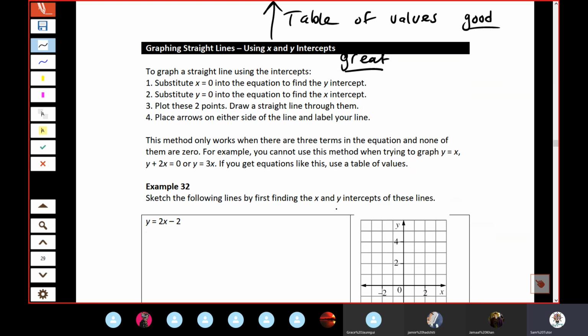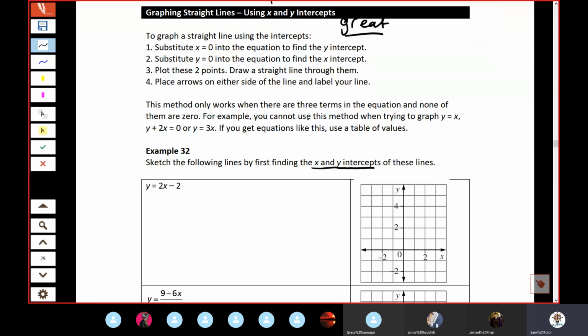The thing is, if the question specifically asks to find using X and Y intercepts, then unfortunately you have to do it, and you can't use the table of values. You'll get the same graph, you just won't get the right answer because it asks you to find X and Y intercepts. Okay, so these are the steps to graph a straight line using the intercepts. We substitute X equals 0, and you find the Y intercept. You substitute Y equals 0, you find the X intercept. You only need to plot these 2 points, and then you just draw a straight line, and then place your arrows, and you're done.